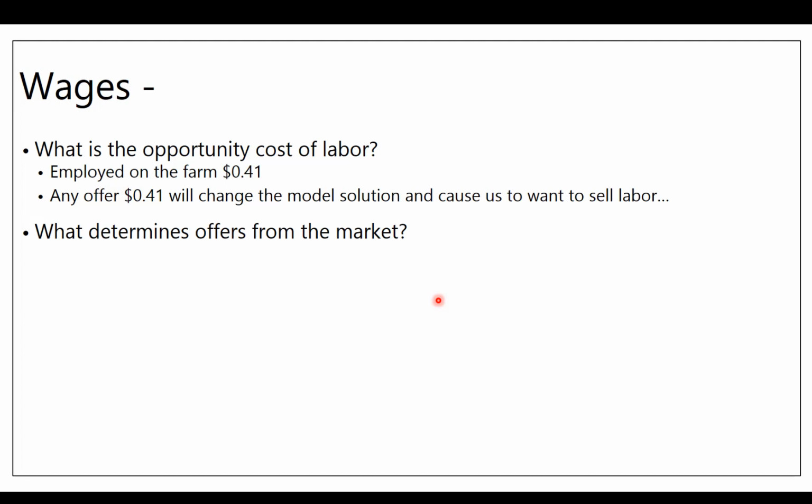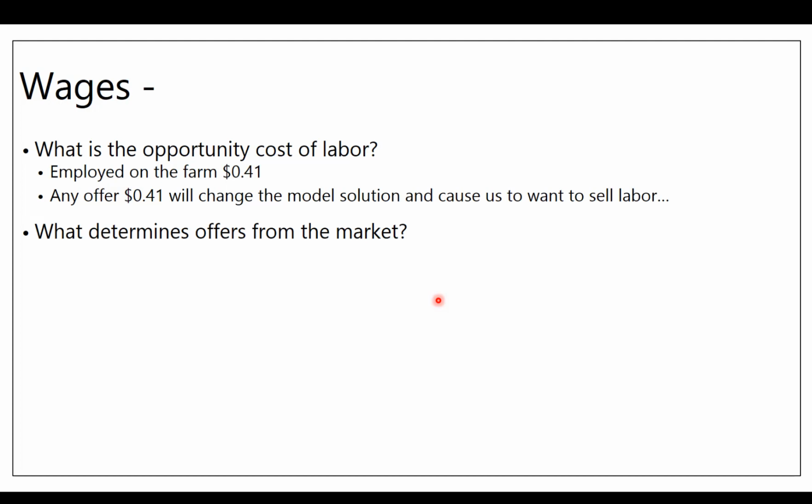And we know it will change the solution, but it's not very interesting. So we should think about what determines labor market offers. Is it true that this family labor is completely defined by the ability to work on the farm? Well, it's probably not. There are all kinds of things that go into a job wage offer: certainly education and experience, location, mobility, right? All of those kinds of things.